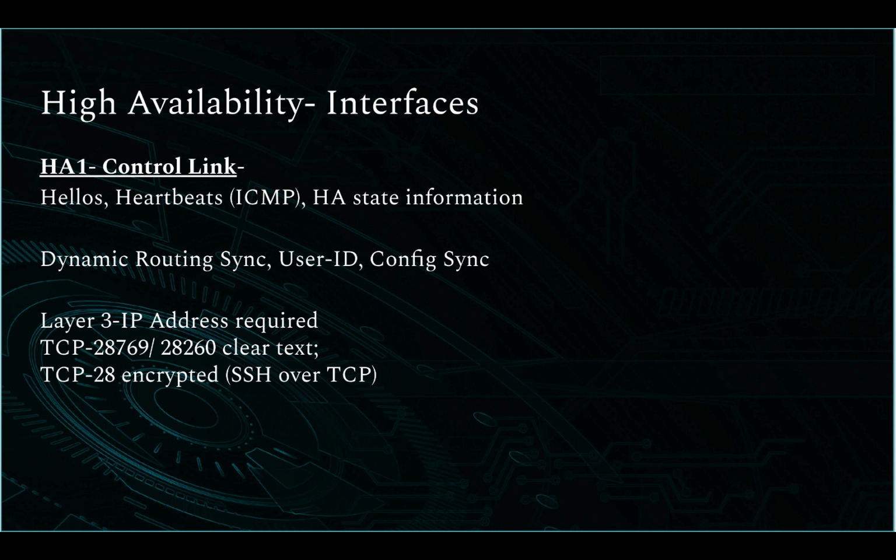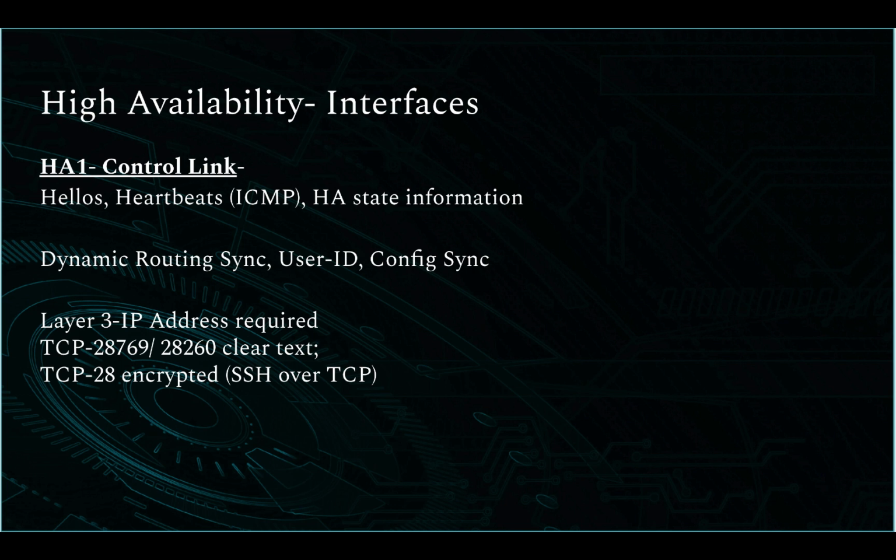And then also maintaining HA state information. Who's in charge, who's the primary, or who's the active and who's the passive. We're also going to exchange other pieces of our configuration, like the dynamic routing. All of our user ID information is going to go across this link. So if we're doing user ID within our security policies, that information that we're pulling down for the user ID will push over. Same thing for our configuration syncs.